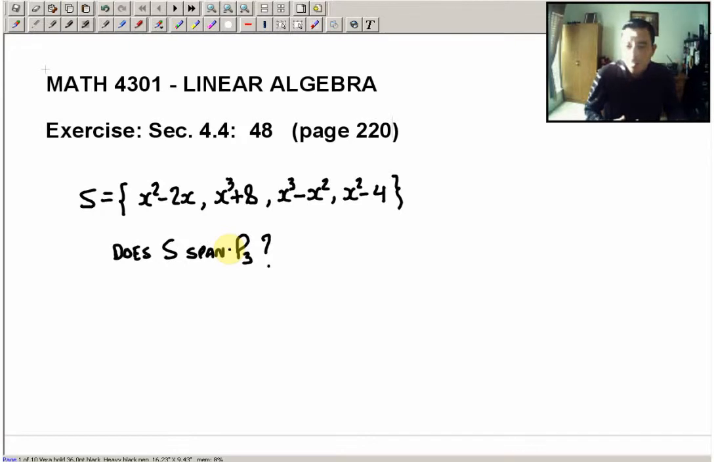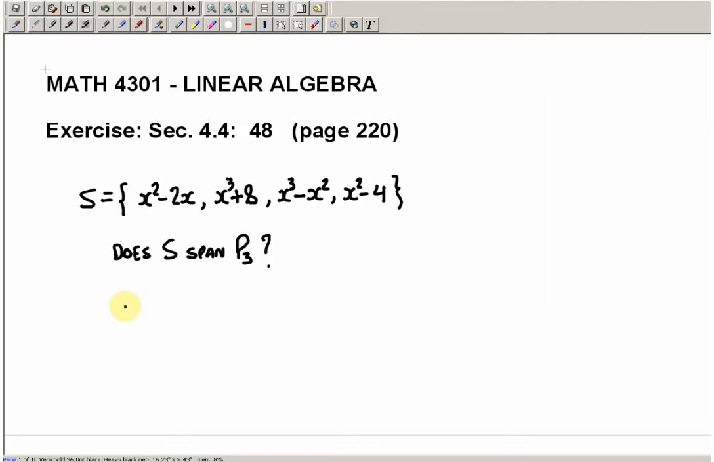Well, we can check whether any polynomial in P3 can be written as a linear combination of those 4 polynomials. Okay, that's the idea. So we pick a general polynomial in P3. Don't pick a specific polynomial. Pick a general polynomial. So in P3, it's a polynomial of degree 3 or less. So pick any vector in P3.